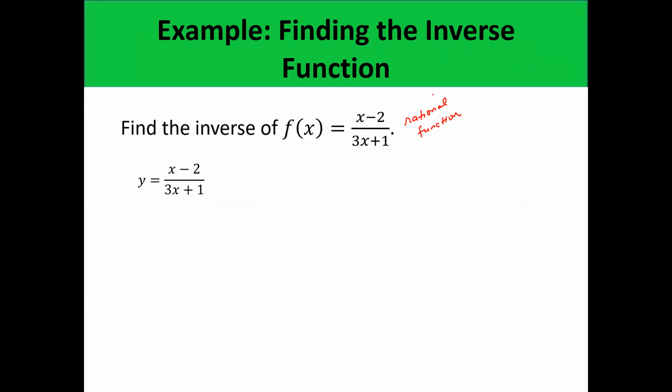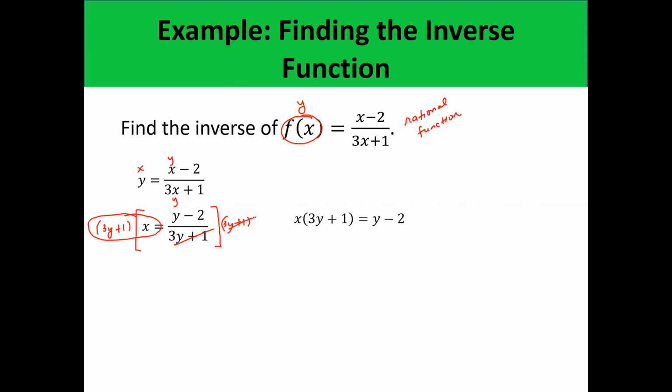First, we will replace f(x) by y. And after that, we're going to interchange x and y. So we will be getting x = (y - 2)/(3y + 1). Then we solve for y by multiplying both sides by the LCD, which is 3y + 1. So x times (3y + 1) for the left side, and then the 3y + 1 will cancel out.